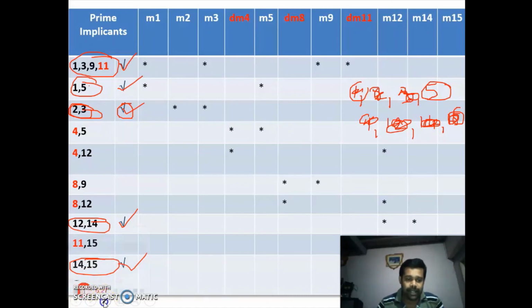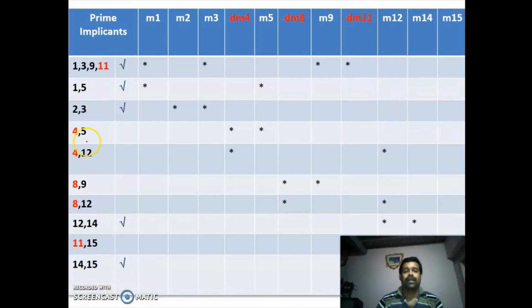Okay, I will explain this once more. First, we have written all the prime implicants, then we have put a star in the respective boxes. After that, we have checked for the columns having only one star. This column is having only one star, so you have ticked this 2 and 3. All the other columns are having two stars, so there is no way to tick in that manner.